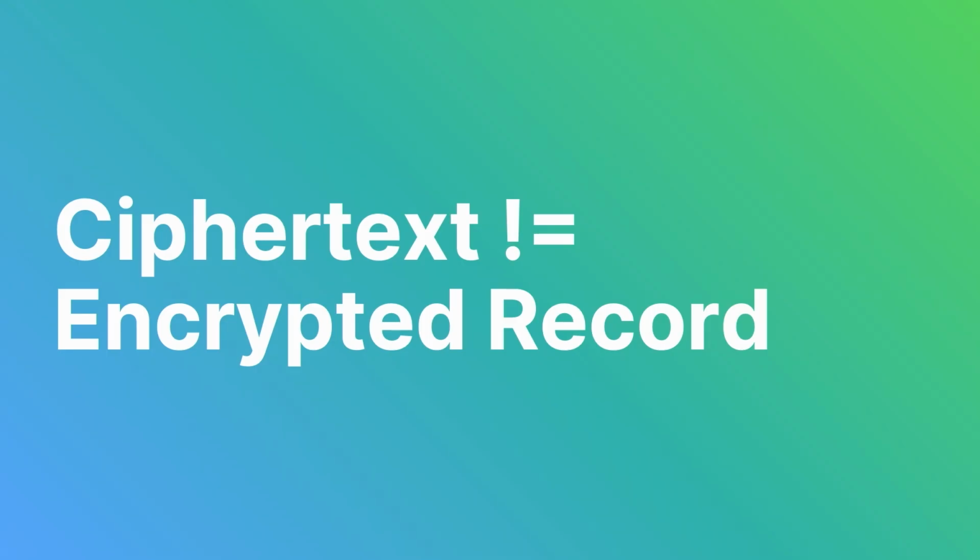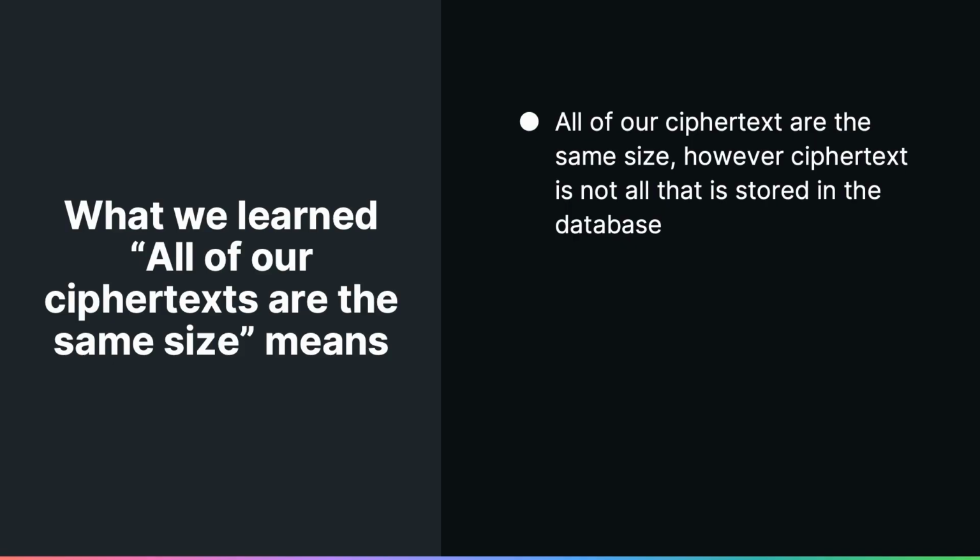Ciphertext is not a one-to-one mapping to the encrypted record, or what ActiveRecord encryption Cipher calls the encrypted message. And while we accounted for some overhead in migration to the new scheme, we didn't fully think this through. All of our ciphertexts are the same size. That is true, 1 byte out, 1 byte in.